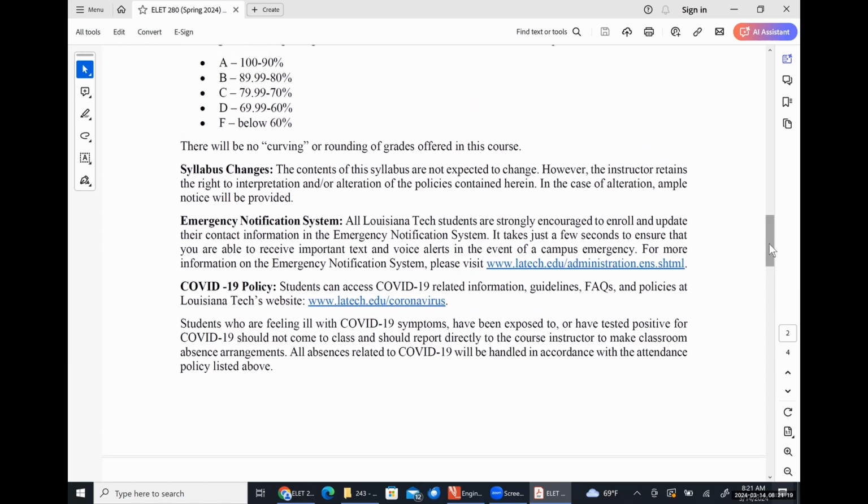COVID-19 policy, you could effectively just read this as a sickness policy. The long and short of it is I will be furious if you get me ill. So if you're sick, stay home and participate in the class over Zoom. If I get the flu or COVID again, I'm going to be so friggin' pissed off.